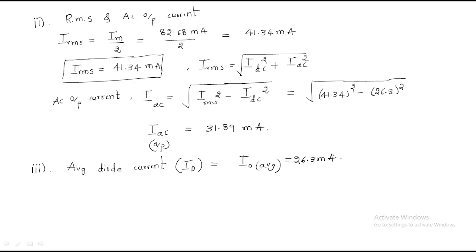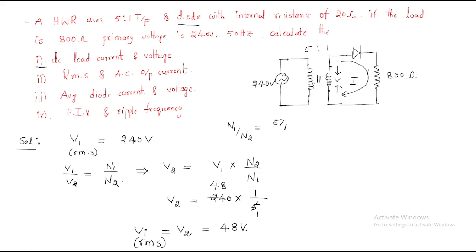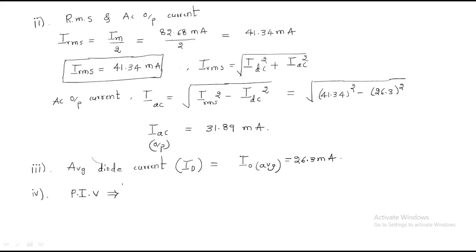The next is peak inverse voltage. The DC load current and the average diode current are the same. Next, peak inverse voltage. Look here, we have only a single diode. For a single diode, the maximum voltage capability of the diode is directly Vm.